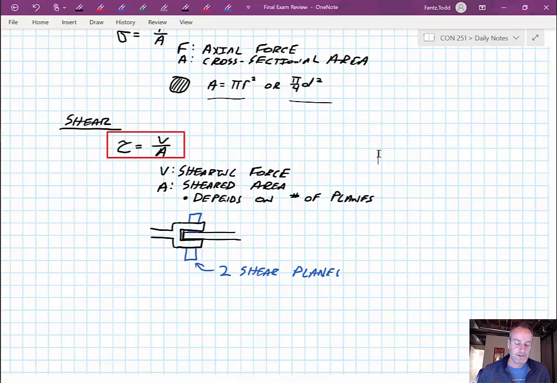So what I'm showing you here is a pinned connection. How many shear planes would this pin have if it were to break? Well, you can see it would break here and here. Basically, I have 2 shear planes, and it would end up in 3 separate pieces, right?